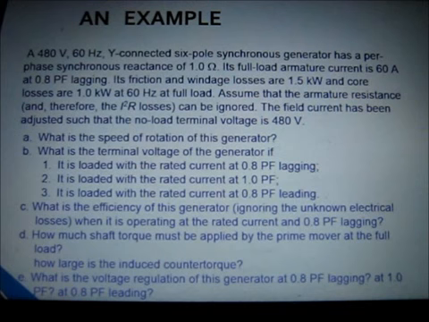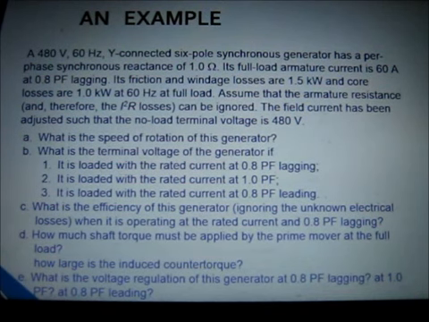Now here I discuss an example. Obviously this is a very big question, so please have some patience. A 480 volt, 60 Hz, star connected, 6-pole synchronous generator has a per phase synchronous reactance of 1 ohm. Its full load armature current is 60 ampere at 0.8 power factor lagging. Windage and friction losses are 1.5 kilowatt and core losses are 1 kilowatt at 60 Hz. Assume that the armature resistance and therefore I squared R losses can be ignored. The field current has been adjusted so that the no load terminal voltage is 480 volts.